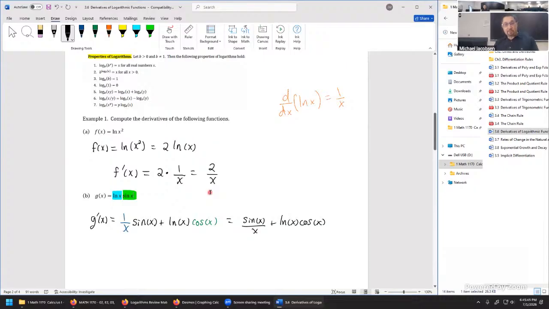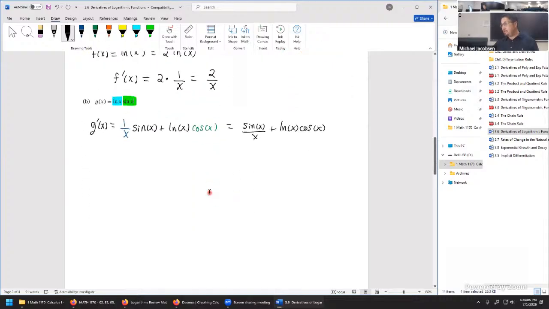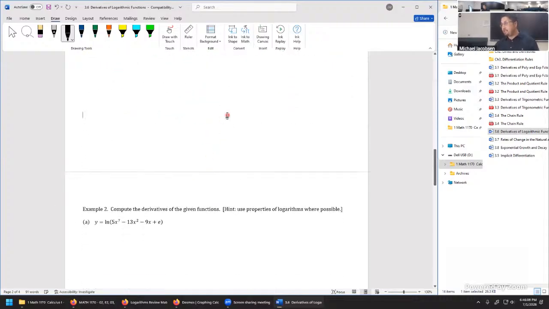So that's 2 down. We're on a roll with these. I have a few interesting ones to take a look at the next example. Any questions at the moment before we go to example 2? Okay, so here's our next set.